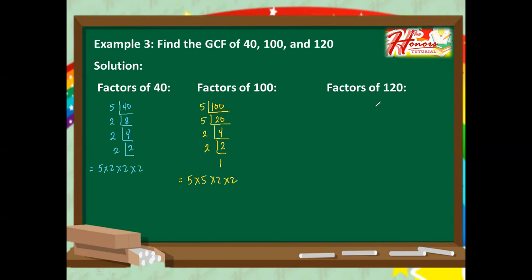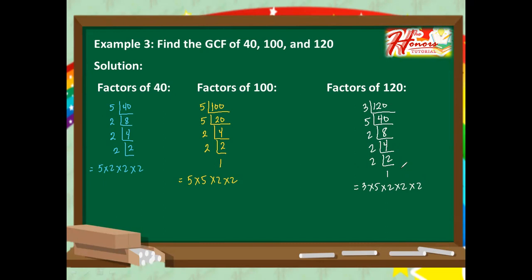Let's have another. So we have here 120. Let's write 120 here and then think of prime numbers that can divide 120. We can use 3 here. 120 divided by 3 is 40. And then think of a prime number that can divide 40, that's 5. 40 divided by 5, that's 8. Prime number that can divide 8 is 2. 8 divided by 2 is 4. Prime number that can divide 4 is 2. 4 divided by 2 is 2. Prime number that can divide 2 is 2. So we have here 3 times 5 times 2 times 2 times 2.